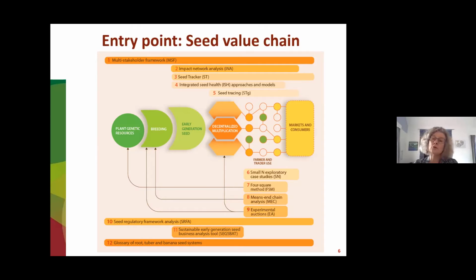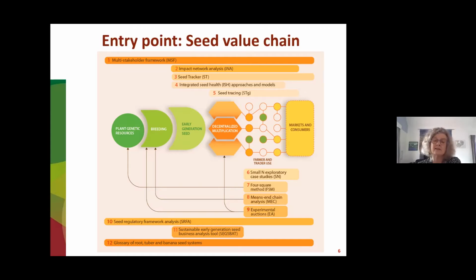Many of the tools in the toolbox at the moment focus on the downstream end, where we're trying to understand much more about farmer behavior and what is it that farmers prefer about varieties, what is it they prefer about seed. So some of these tools we'll learn more about today, the small n exploratory case studies, the 4 square method, means end chain, etc.